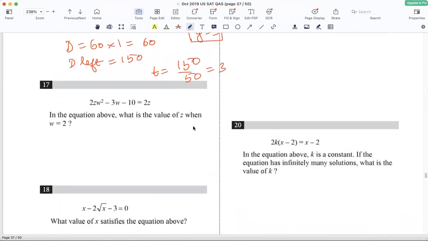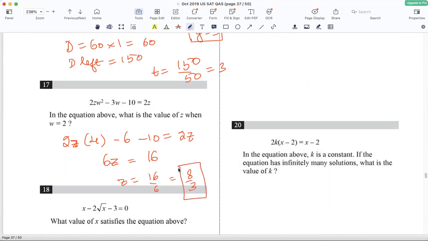In the equation above, what is the value of z when w is 2? Okay, so 2z times 4 minus 3 into 2, 6 minus 10 is 2z. So 4 into 2, 8z minus 2z is 6z. And this is 16. So z is 16 by 6, which is 8 by 3. So the value of z is 8 by 3.